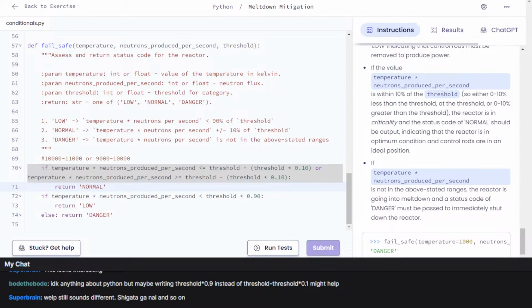Bodefi Bode says I don't know anything about Python, but maybe writing threshold 0.9 instead of threshold 0.1 might help.